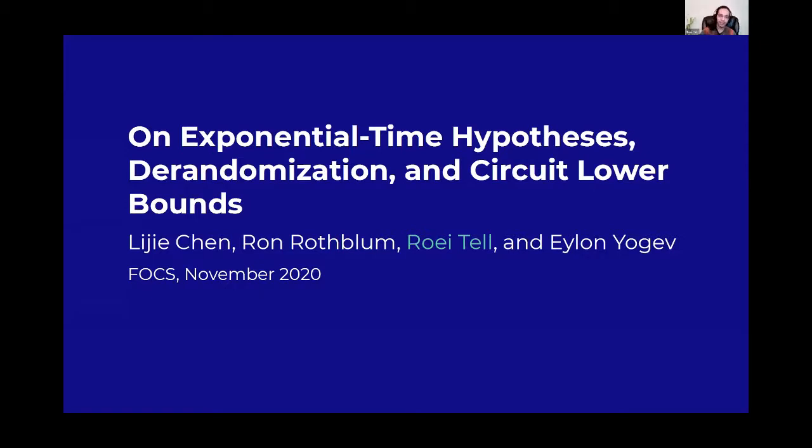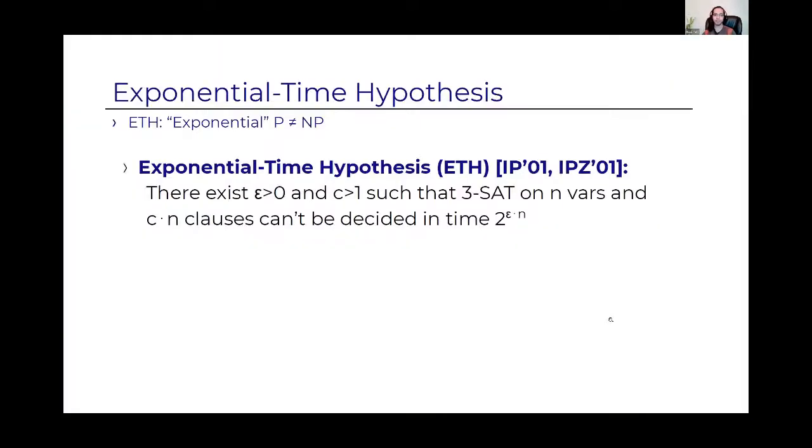As context, our starting point is the ETH, the exponential time hypothesis, which essentially says that 3-SAT takes 2 to the epsilon n time to solve, where n is the number of variables, and there's a linear number of clauses, and there's some epsilon. And this is an exponential version of P is different from NP. It's an exponential separation of P from NP because it says that a specific NP problem takes essentially exponential time to solve.